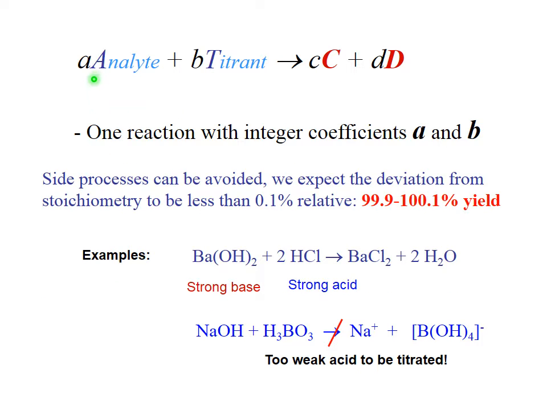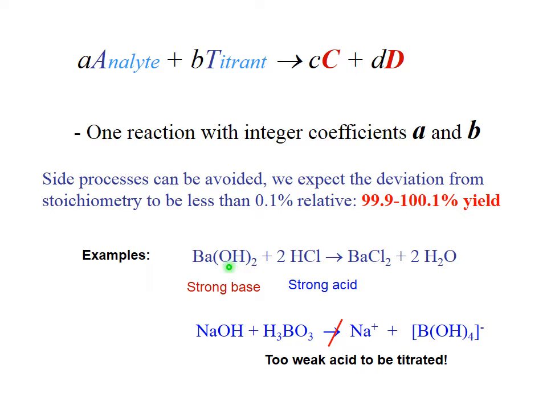First requirement, one reaction with integer coefficients A and B. I have one reaction only. Side processes can be avoided. We expect deviation from stoichiometry to be less than 0.1% relative. So our yield is 99.9 to 100.1.